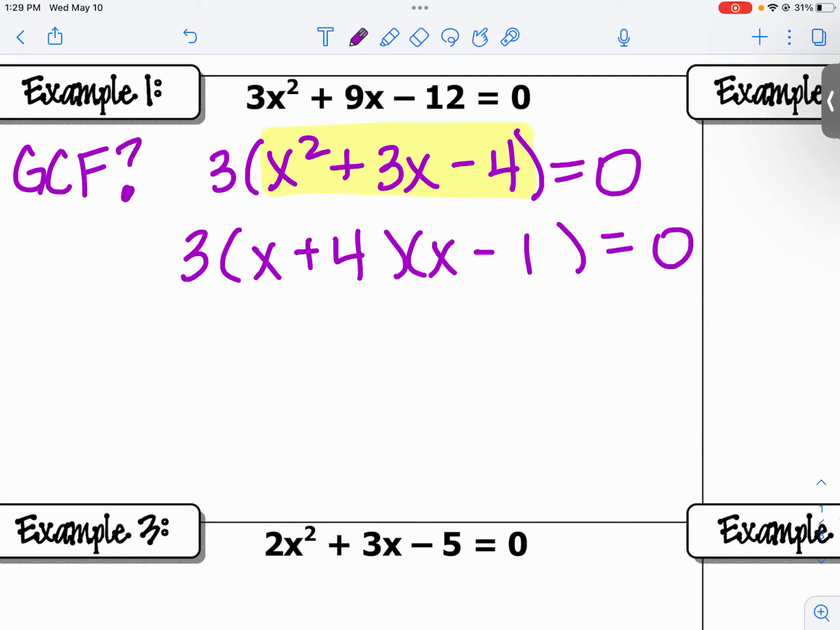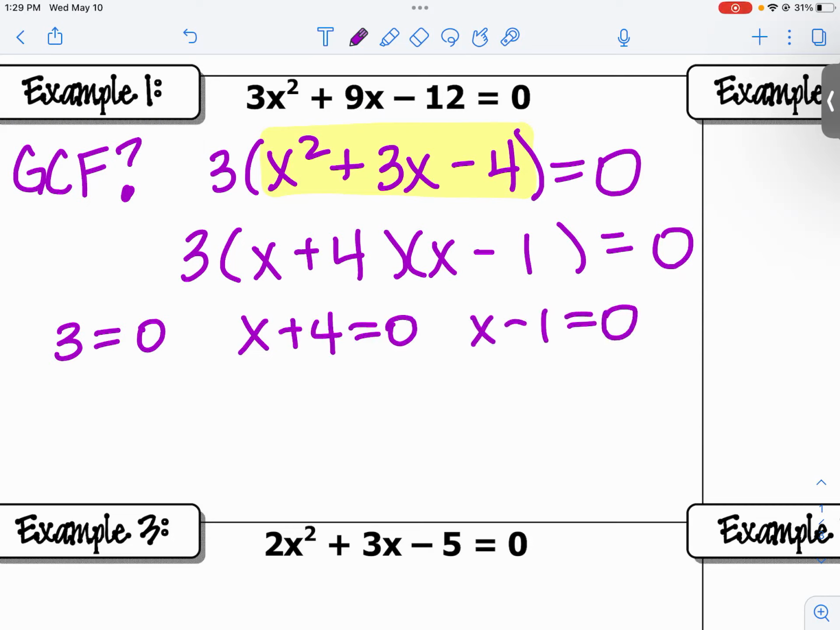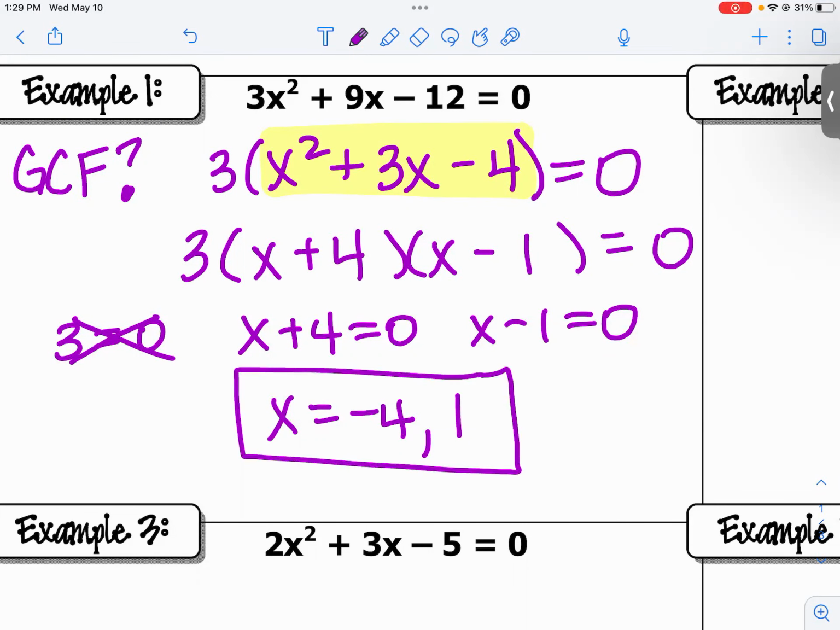Now, if I set each factor equal to 0, 3 equals 0, x plus 4 equals 0, x minus 1 equals 0. Does this make sense? No, this doesn't actually give us anything. This is just stretching our graph. But this is going to give us a negative 4, and this is going to give us a positive 1. So it is really, really important that you look for a GCF. Okay?